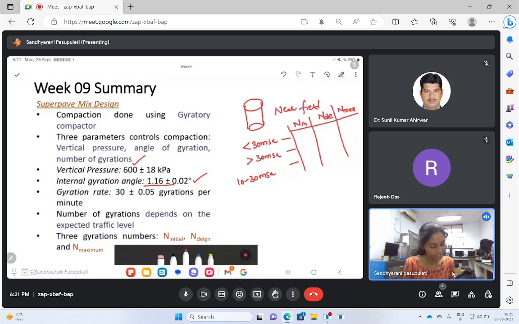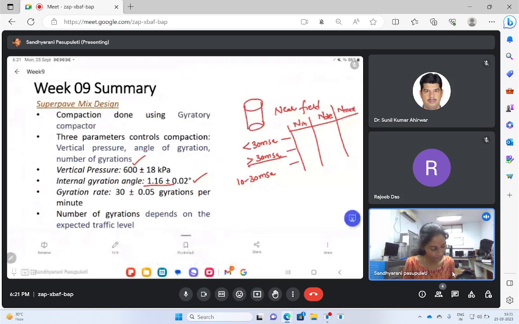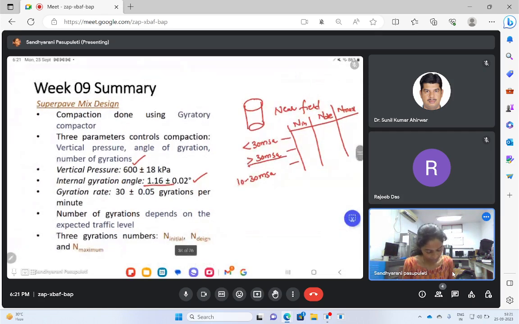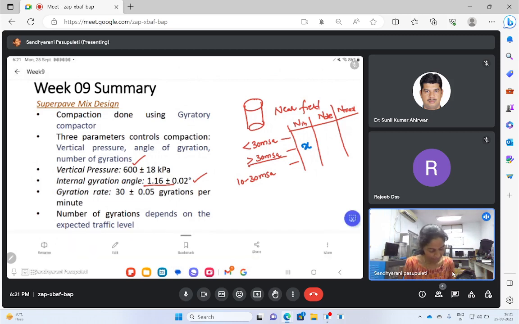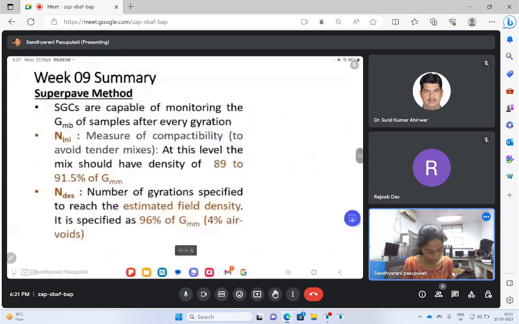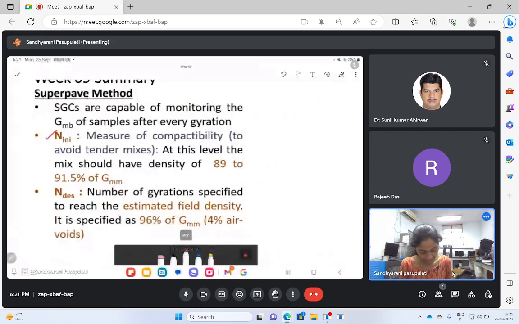For example, if I design for greater than 30 MSA, it might be mentioned that, let us say, N initial should be X number of gyrations. So let us say X is 10 gyrations. When I use 10 gyrations on this mix, it should provide particular air voids. Then we can consider that mix as an appropriate mix. So there are 3 conditions. Let me discuss in detail here. So if you see N initial, N design, and there is another criterion called N maximum.